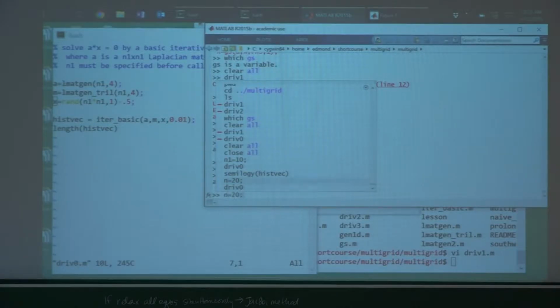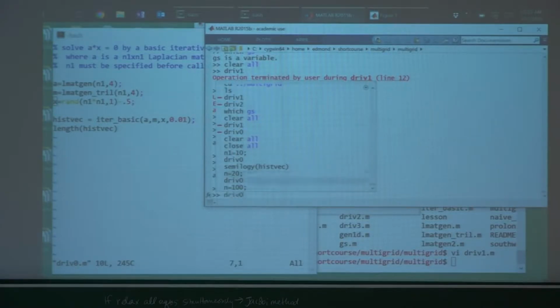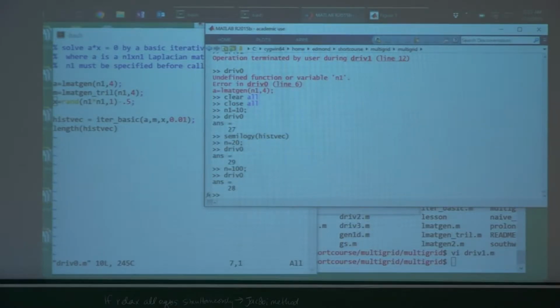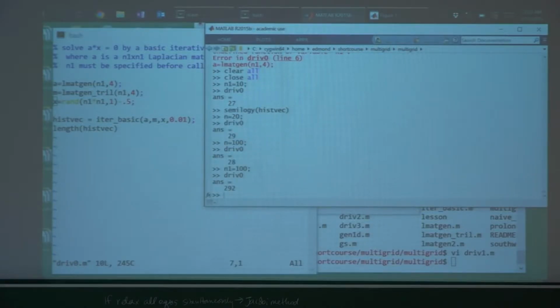So let's try 100. This is quite a larger problem, so N1 should be set to 100. And we have 292 iterations. So the number of iterations went up quite a bit. Since the work per iteration stays the same, the total amount of work will increase when we increase the problem size. So this gives us some motivation to study methods that are more optimal than that. Okay, let's look at the second demonstration.